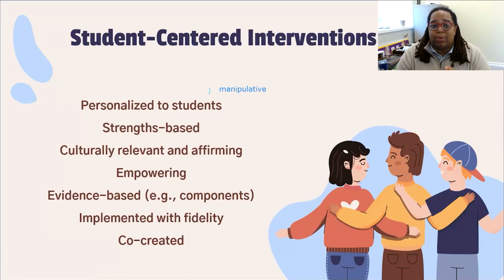It could be the language that we use. It could be who's implementing the intervention. It could be involving them in developing the intervention and coming up with the goals. And so we'll talk about self-monitoring and those pieces as well. So it's going to be personalized to the students. It's going to be strengths-based, right? It's going to be looking at each student individually and the unique strengths that they bring to the table and thinking about how we can best capitalize on those strengths, right?